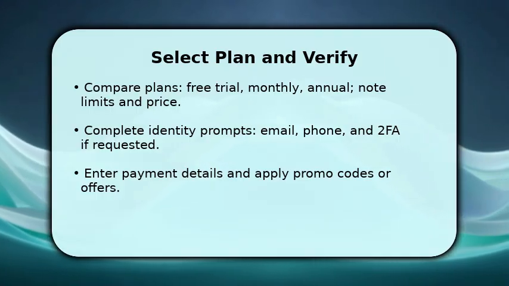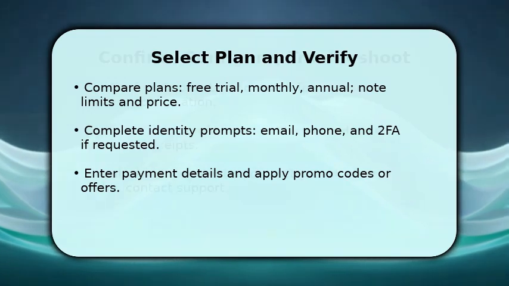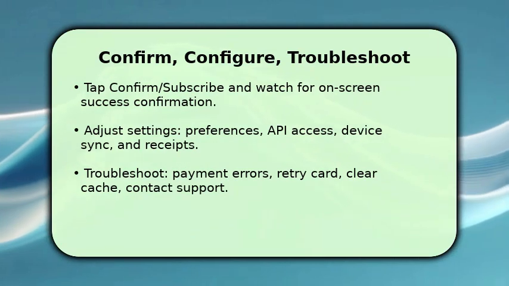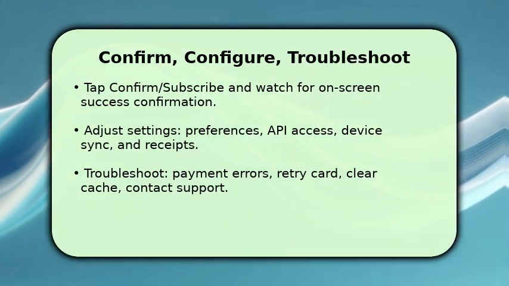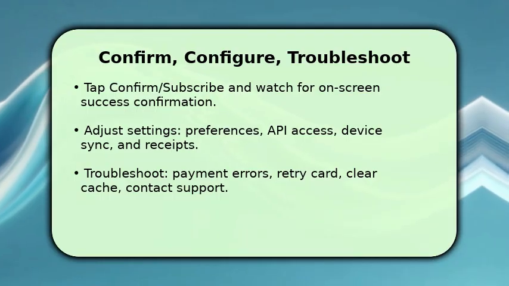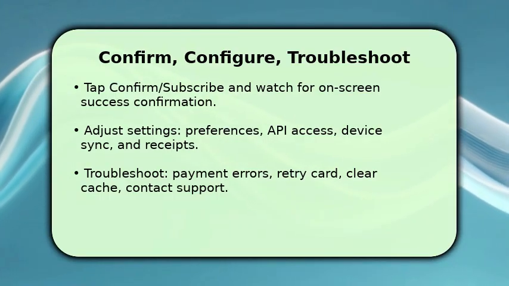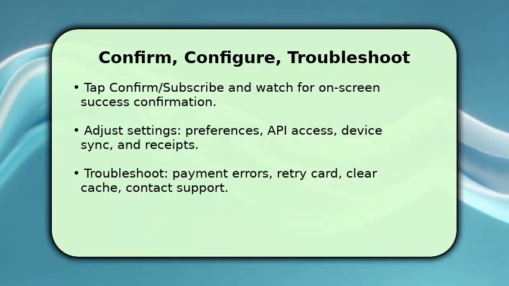Confirm your purchase and wait for the on-screen success message and receipt in your Google Payments activity. This finalizes the subscription and unlocks Gemini features. Once active, configure preferences, enable API or device sync, and check email for account links and invoices.